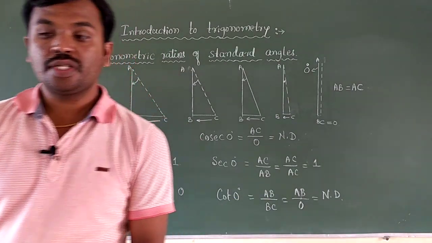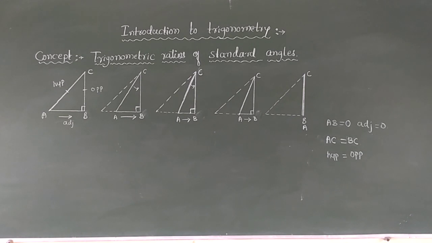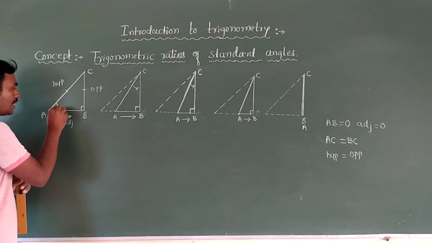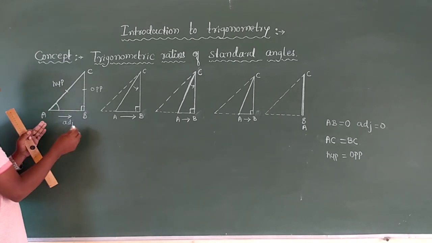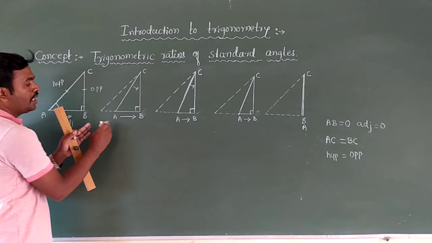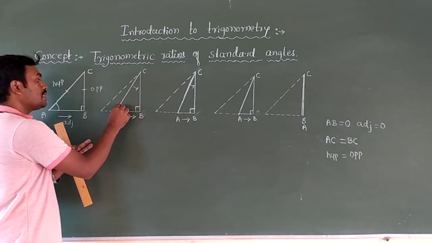In the same procedure we will find the next one, 90 degree, the only angle left with us. Let us find the 90 degree angle ratios here. Here I have taken the reference angle as A. I have to make this angle 90 degree. To make that angle 90 degree, I am moving this point A towards B. As I move towards B, its angle increases.